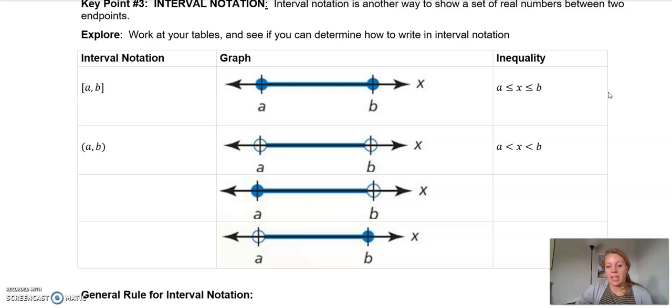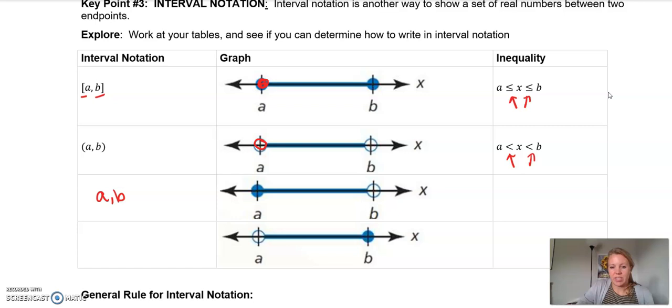Okay. Now that you've thought about it, hopefully you notice that when we have these brackets, we have these closed circles, and these signs both have the equal to bar. Whereas on this one, it's parentheses, an open circle, and these don't have the equal to bars. So if I were to write an inequality for this next example, it looks like the pattern is to write A first, so I'll write A then B.